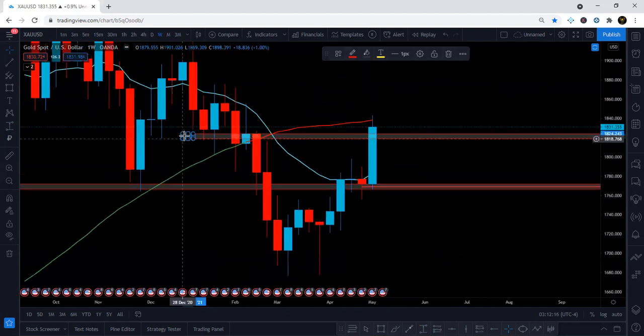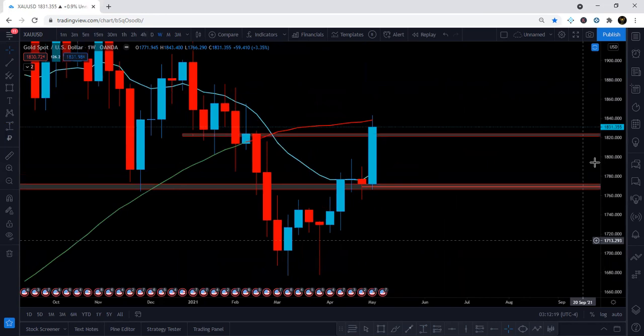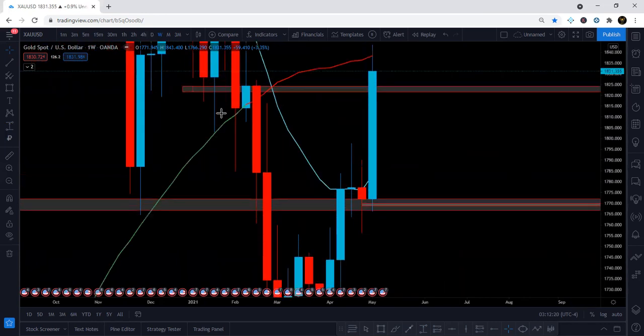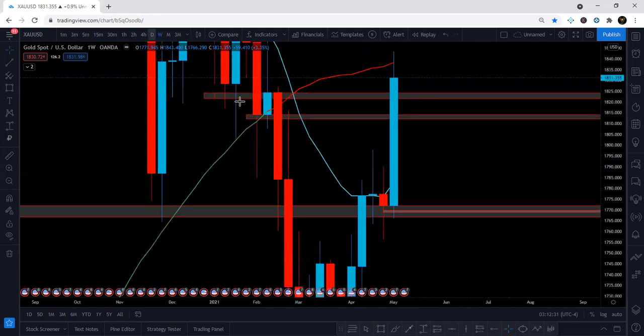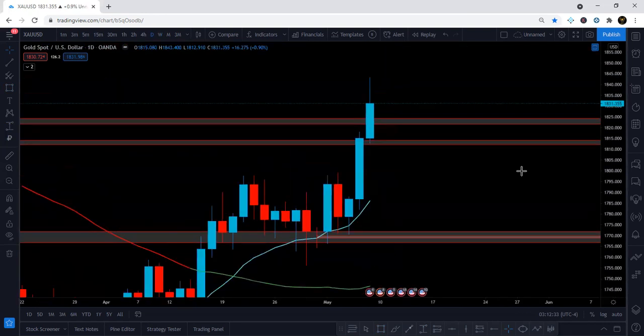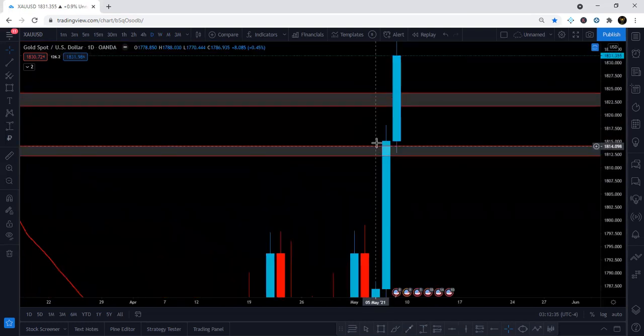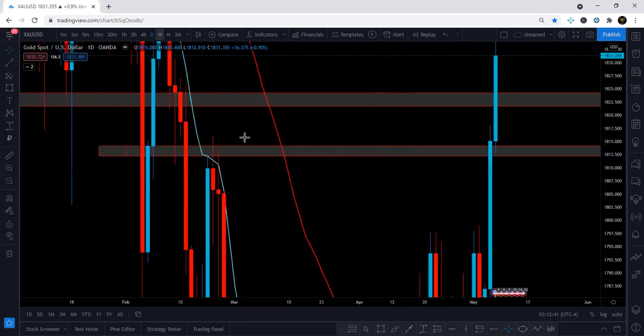Let's put this one small so I can show you something here too. Exactly at the weekly support. Look what happened here when the candle closed above the zone. Let's go to daily. Look, the candle closed above that zone. This one rejected that exact zone, right? Go to weekly.